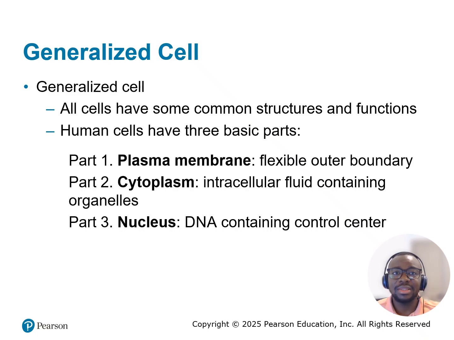Although cells have different sizes, shapes, and functions, all cells have some common structures and functions. Human cells have three basic parts. The first part is the plasma membrane, the second is the cytoplasm, and the third part is the nucleus. We are going to review each of these parts as we go through this lecture. But very quickly, the plasma membrane is a flexible outer boundary and regulates entry and exit of material into and out of the cell. The cytoplasm is the intracellular fluid and contains the organelles. The nucleus is the control center of the cell. It contains the DNA that regulates cellular activities.